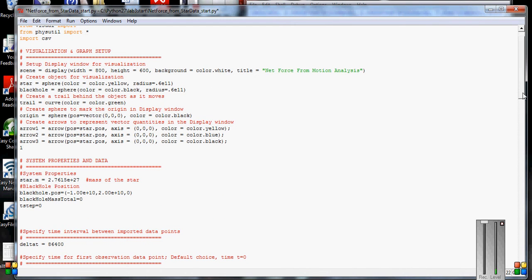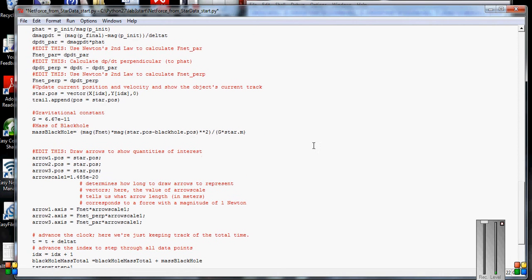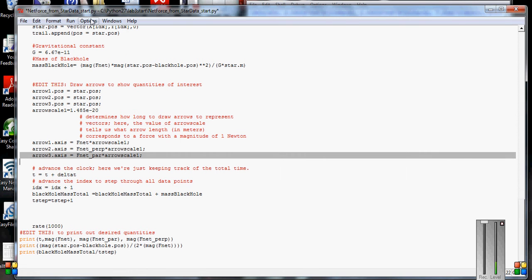So let me go down. Here we have the attribute to represent the mass of the black hole, which would equal the magnitude of F net times the magnitude of star position minus black hole position, squared, over G constant times star mass. And let's run the model.